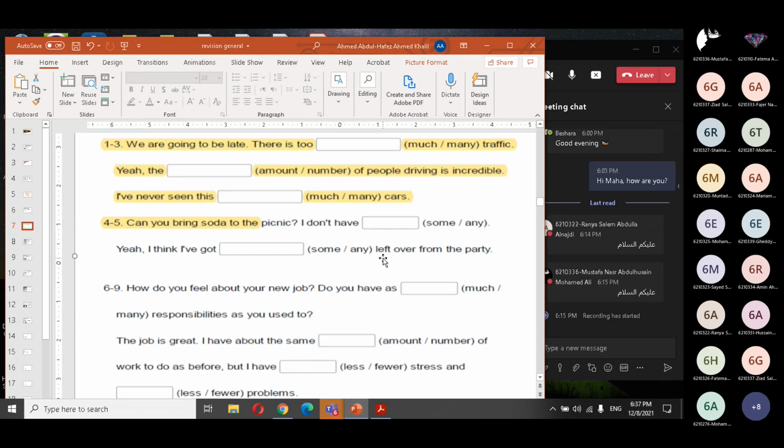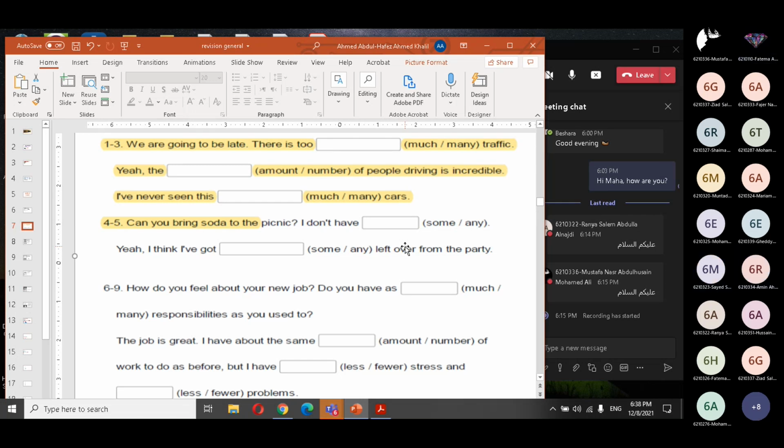Okay, now let's do this exercise. Here, you're going to choose the best word. Which word will fit the blank here, whether it is countable or uncountable? Okay, let us see your answer. The first one, we are going to be late. There is too much or many traffic. What do you think? Much. Too much.